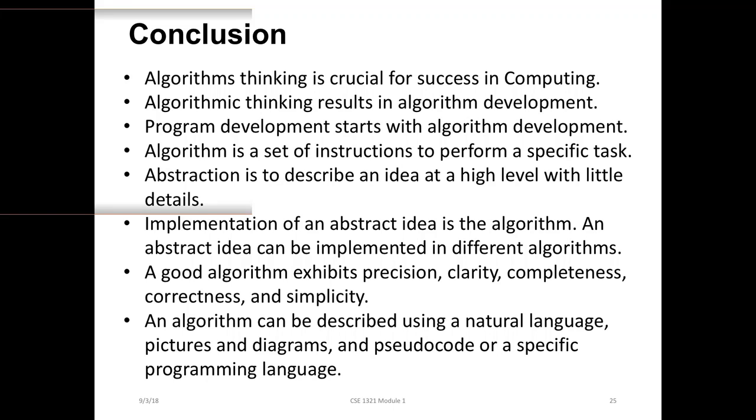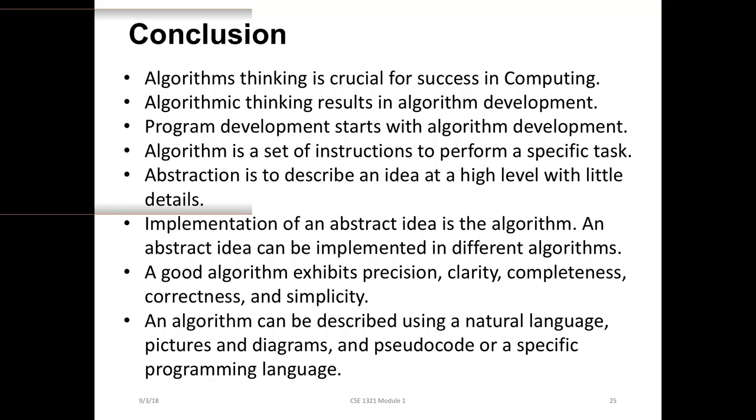Then what is an algorithm? An algorithm is a set of instructions to perform a specific task. Abstraction is a description of an idea at a high level with little detail. Abstraction will not give detail. It will give an idea.